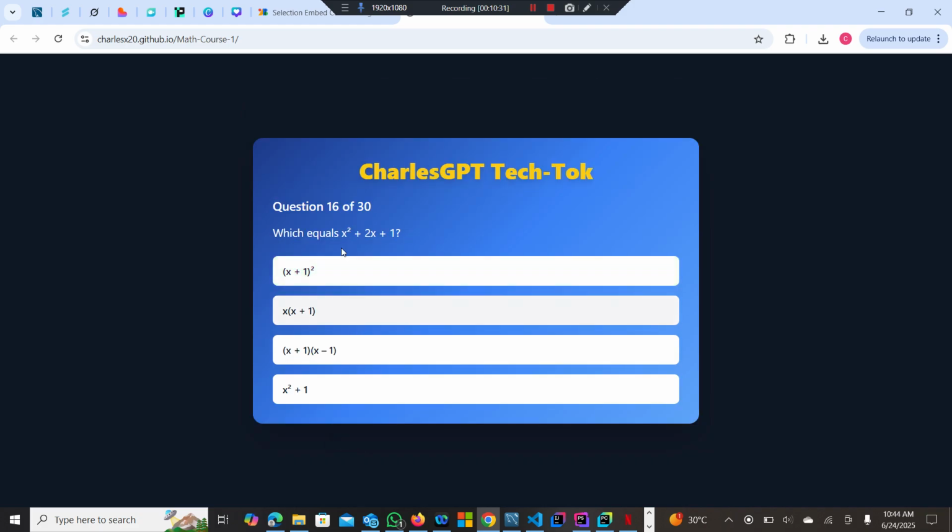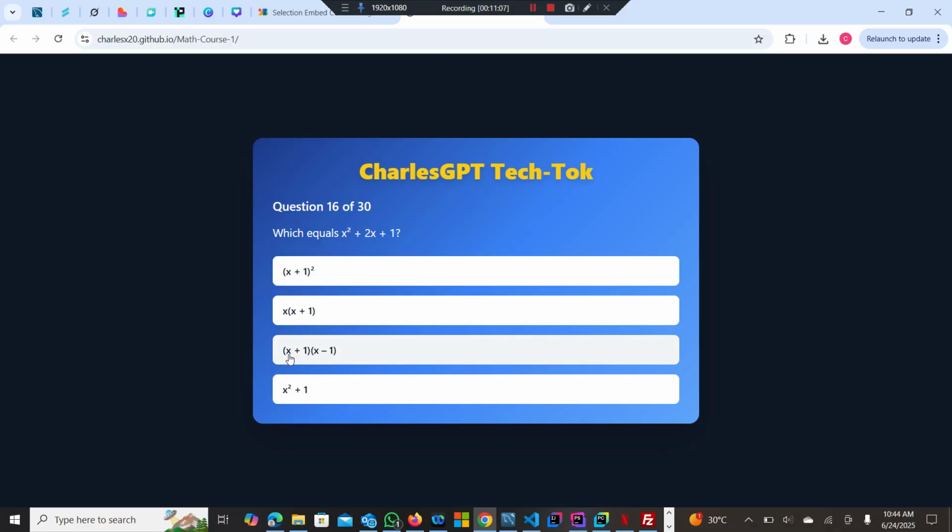Then next, which equals x squared plus 2x plus 1? Which of these options is equal to x squared plus 2x plus 1? Okay, let's check the first one. Let me solve it in my sheet, so I will tell you guys the answer, but you can solve it yourself as well. If you have gotten the answer earlier than me, it's cool.